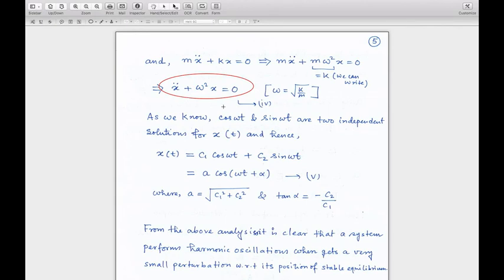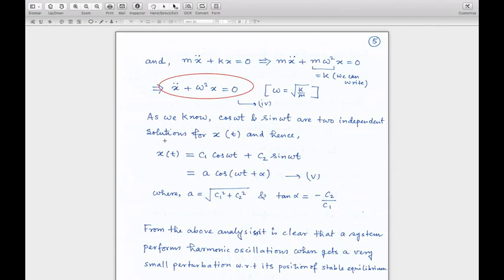And we all know that cos omega t and sin omega t are two independent solutions for x(t). In some books you can see that the word solution is not there, so they just say integrals. So for algebraic equation they use the term solution, and for differential equation they use the term integral. That is not the integral of motion, that is the integral of the equation here. Integral of motion is a constant of motion independent of time. But integral of equation is a solution of differential equation.